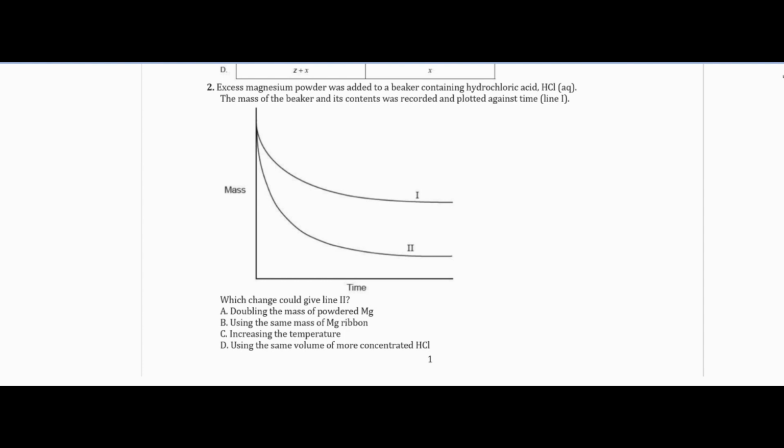Doubling the mass of powdered magnesium? No, that would give us the opposite. Using the same mass? No. Increasing the temperature? That might help with this bit there, but not here. So it's not C. Using the same volume of more concentrated hydrochloric acid? Yes.